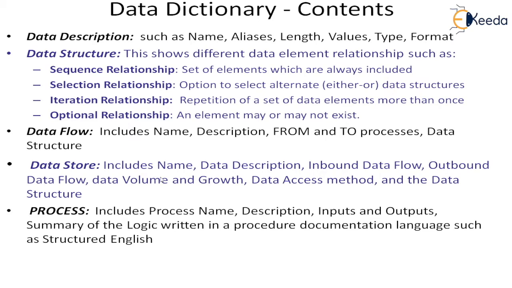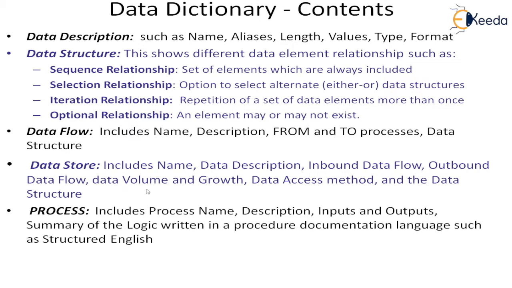And then data stores, these also will require a data structure. Apart from that, it will have name, data description. What is the inbound data flow and the outbound data flow? In data flow, we said which is the from process and the to process. That means from which process to which process this data is flowing. In the data store, we are saying inbound data flow and outbound data flow. That means what is coming into the data store and what is going out of the data store.